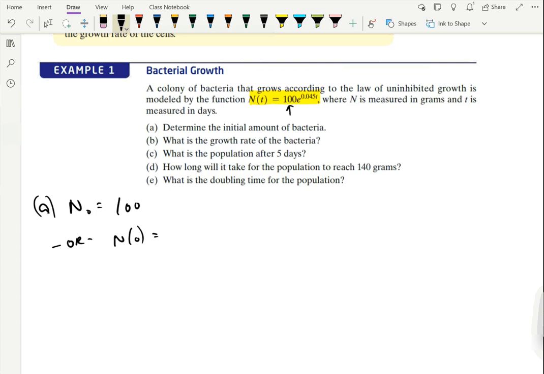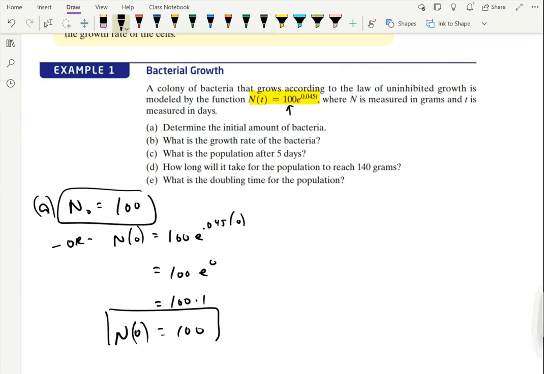So at time 0, we would have 100 e to the 0.045 multiplied by 0. 0.045 times 0 is 0, and 100 times e to the 0, with e to the 0 being 1, gives us 100. So the initial value N sub 0, or the number of cells at time 0, our starting point, is 100. Either way we do it still works. Both end up doing the same thing.